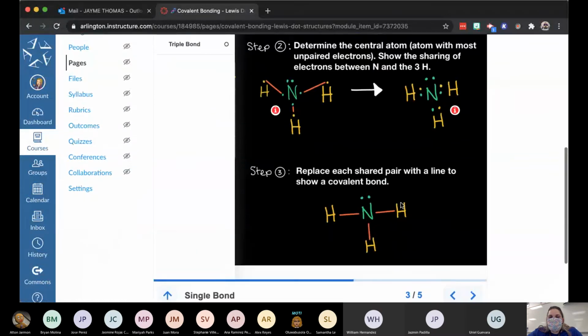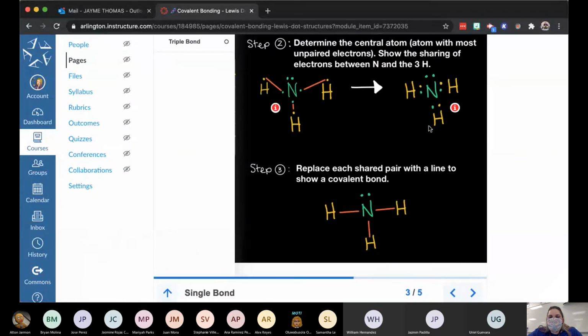And so then the final thing is we have to make sure that we change each shared pair to a line. This is what the final structure for NH3 would look like. Nitrogen's in the center. It's single bonded to each of the 3 hydrogens. And then it has what we call a lone pair. A lone pair means that it's a pair of electrons that didn't bond to anything, so it's just kind of alone. It's sitting up here on top of this atom, just chilling, just being negative, okay?